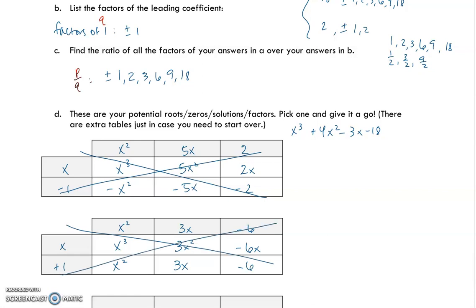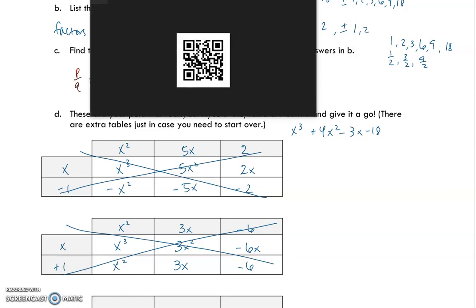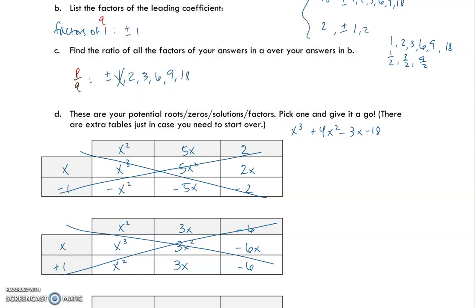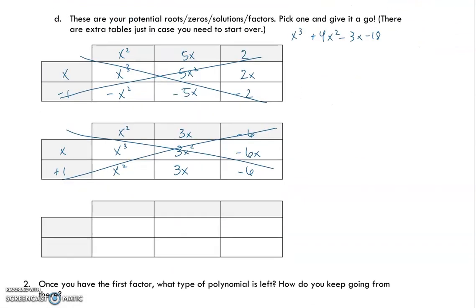So what other number can we try? So technically, I've already tried positive 1 and negative 1 as my potential factors. So neither of those worked. So let's try positive 2. Let's see if x minus 2 is going to work. So then again, I'm going to have x cubed here. Negative 2 is negative 2x squared.